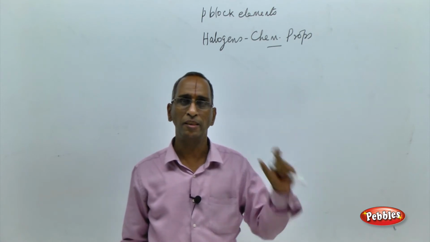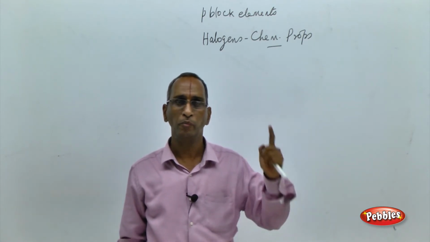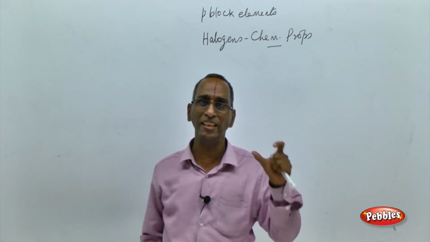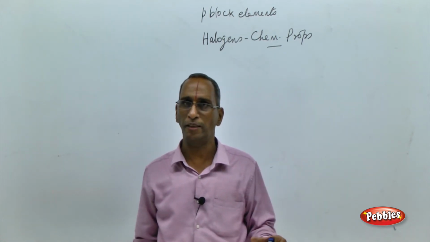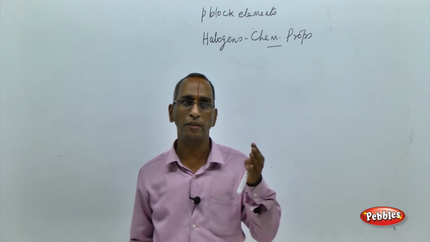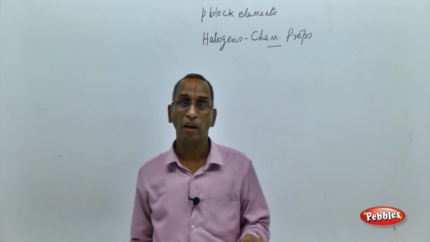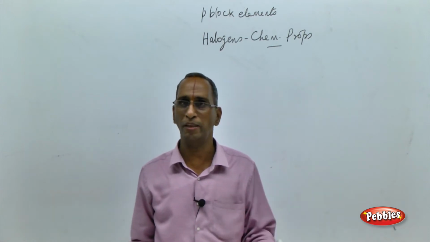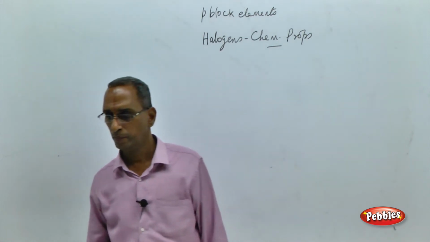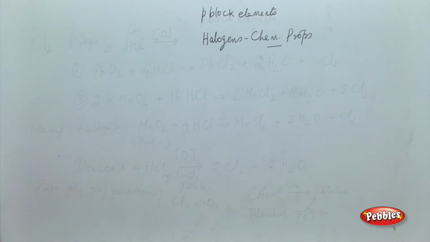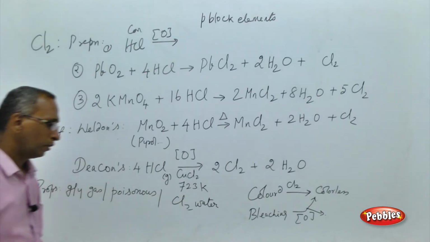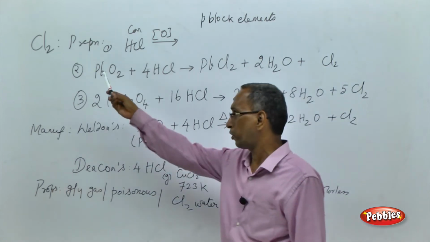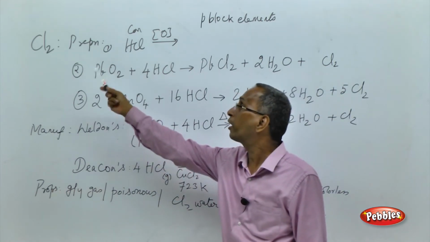So these are some salient points about halogens and their hydrogen halides, their significant properties. Lastly, you will see some halogen acids and oxy acids of halogens, their comparison in detail. Now you will see the individual halogens of importance, namely chlorine.